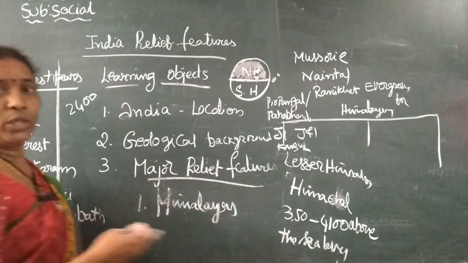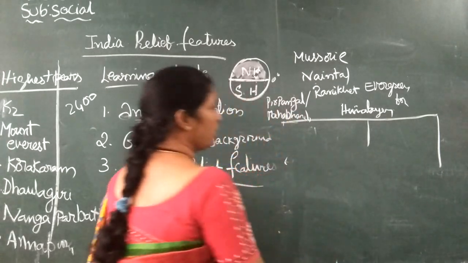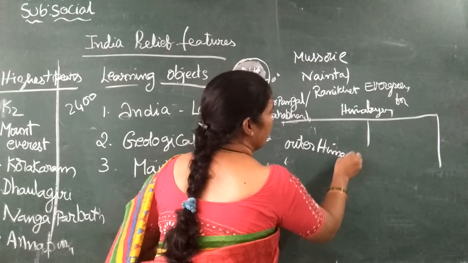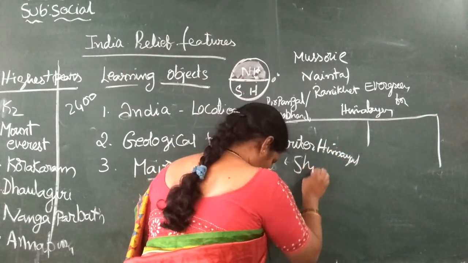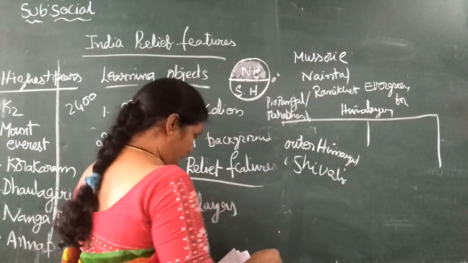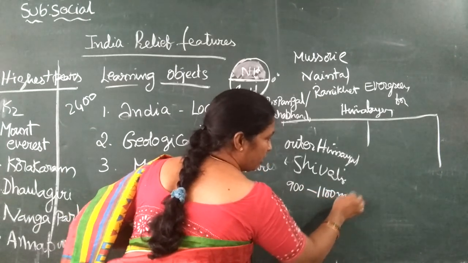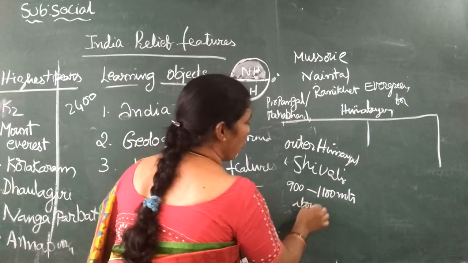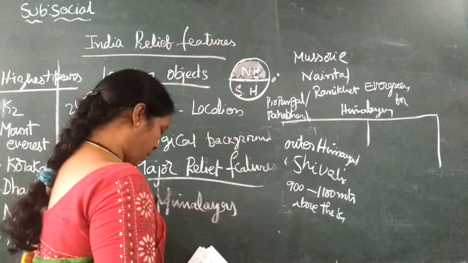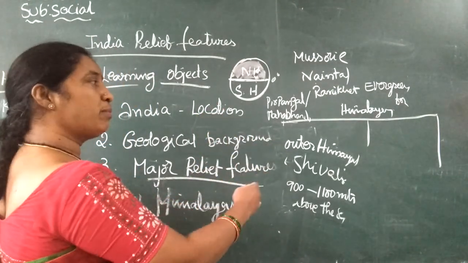Next, the third one is the Outer Himalayas. We can call it the Outer Himalayas, or also the Shivaliks. They are 900 to 1100 meters above the sea level. This is one more point about the Outer Himalayas. And these ranges have different names in different places.